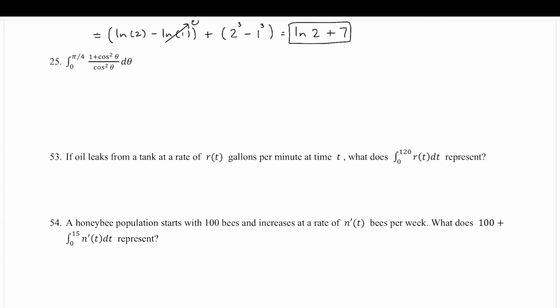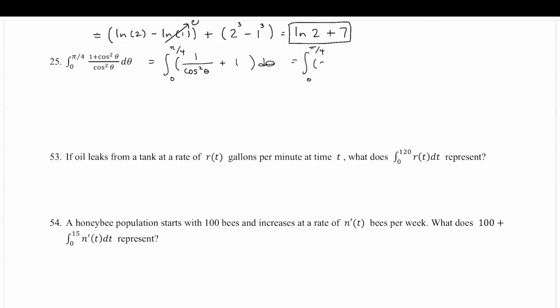Let's look at exercise 25. We are integrating from 0 to pi over 4, (1 plus cosine squared) over cosine squared. So here again is an example where we need to split up this fraction into 1 over cos squared theta plus cos squared theta over cos squared theta. And again, don't leave off the d theta.